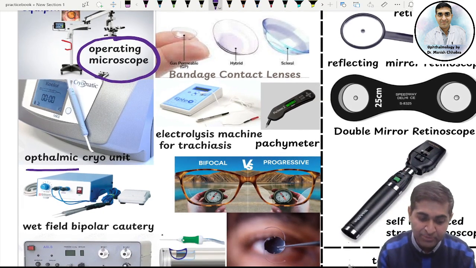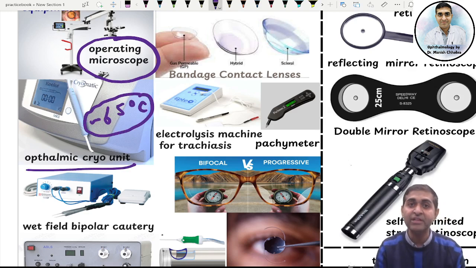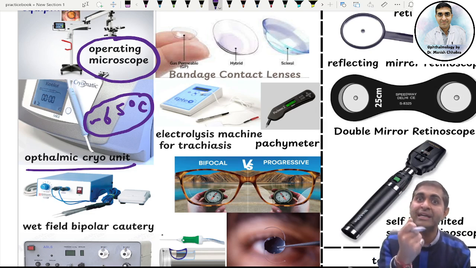Then there is the ophthalmic cryo unit. This is one unit whose temperature can reach up to -65°C. The cryo unit is helpful if there is any retinal break. With this you can do retinal sealing.